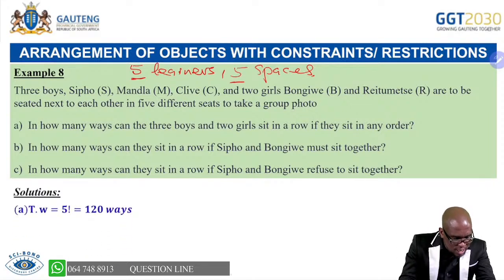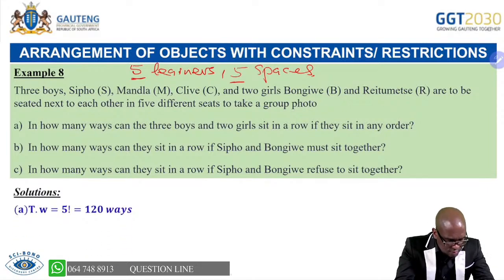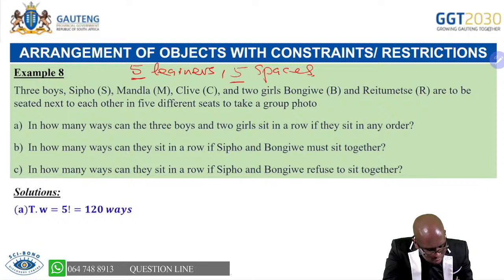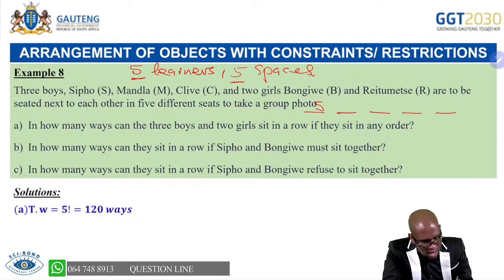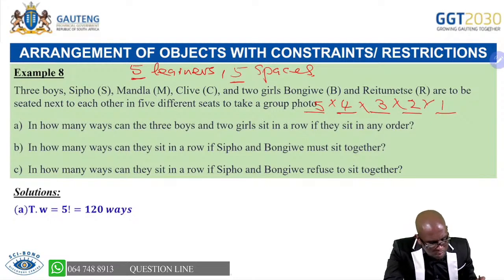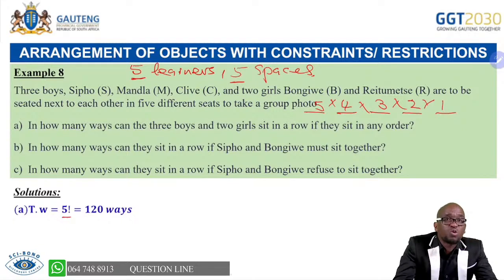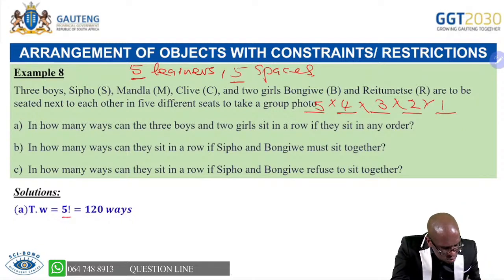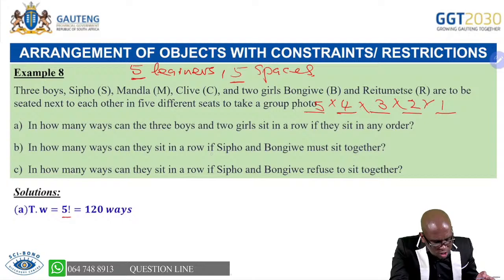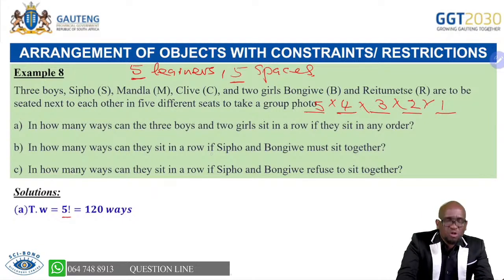Why are we saying 5 factorial? Because we have 5 spaces. There are 5 options for space 1, 4 options for space 2, 3 options for space 3, 2 options for space 4, and 1 option for space 5. So if you multiply these, it's 5 factorial, which is 120 ways. Now, in how many ways can they sit in a row if Sipho and Bongiwe must sit together?